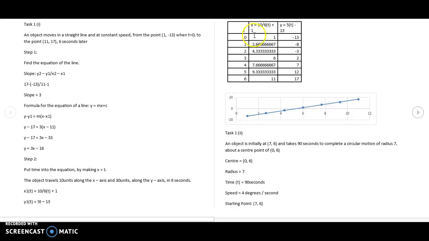And so then I plugged them into this table, and it gave me the location of the object for each second between 0 and 6, and it told me where it would be. And then it gave me this graph. So this is it at the start, and then this is it at its finish.